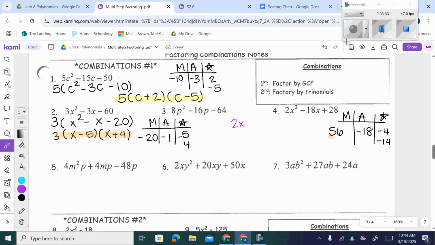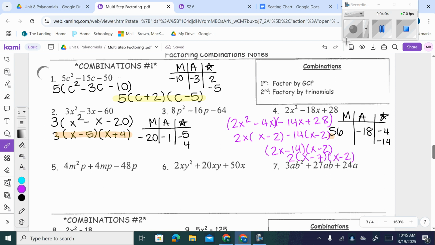2x squared minus 4x minus 14x plus 28. Now I have to do what? Now I've got to group. Take out a 2x, then I'm going to have x minus 2. Take out a negative 14, x minus 2. So I'd have 2x minus 14 and x minus 2. But guess what? I'm not done. Is there a GCF in this group right here? Yeah, I would have to take out a 2. So now I'd have x minus 7 and x minus 2.